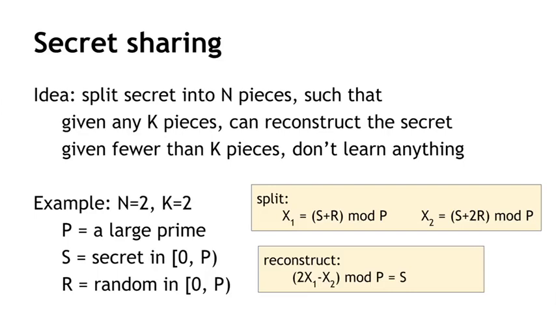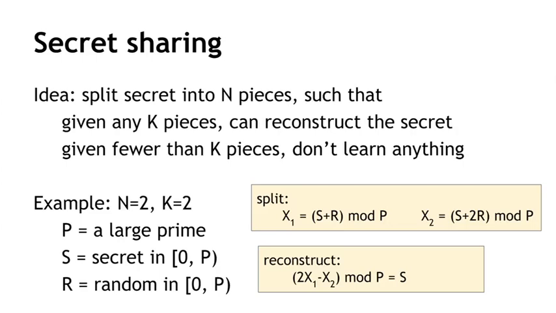Okay. And now if we have both of these shares, x1 and x2, we can combine them to reconstruct the secret s. What we do is we compute 2 times x1 minus x2 modulo p. So 2 times x1 is 2s plus 2r, and x2, which we're subtracting off, is s plus 2r. And so we have 2s minus s. That leaves us with an s. We have 2r minus 2r. And so the 2r's cancel out, and we're left just with s mod p, which is equal to s, because s is less than p. And so we can reconstruct the secret in this way.